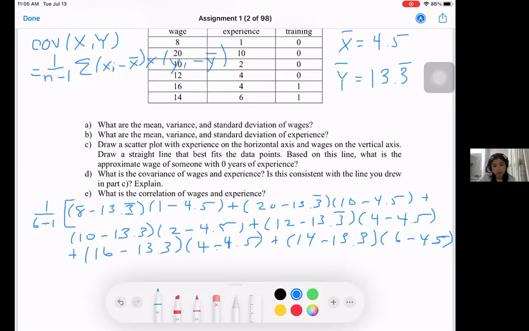12.8. Yep, that's what I got too. Good. Okay. So did anyone get stuck? Did anyone get stuck?